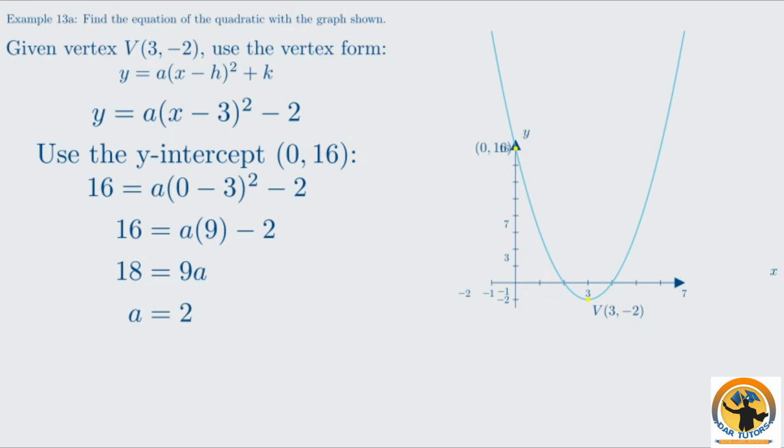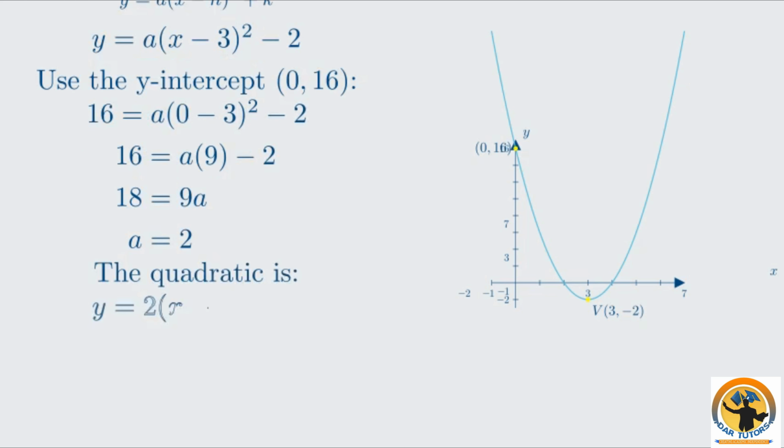Again, the positive value of a matches the upward opening shape of the parabola. Finally, we write the equation by substituting a back into the vertex form. The equation is y equals a times the quantity (x minus 3) squared plus 2. This process is very direct when the vertex is known.